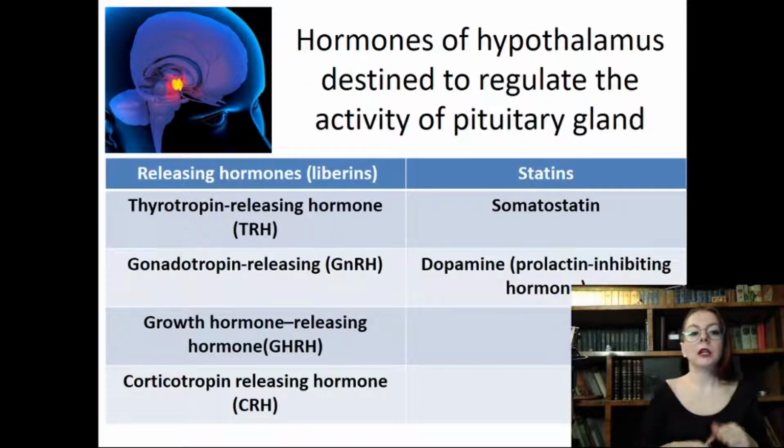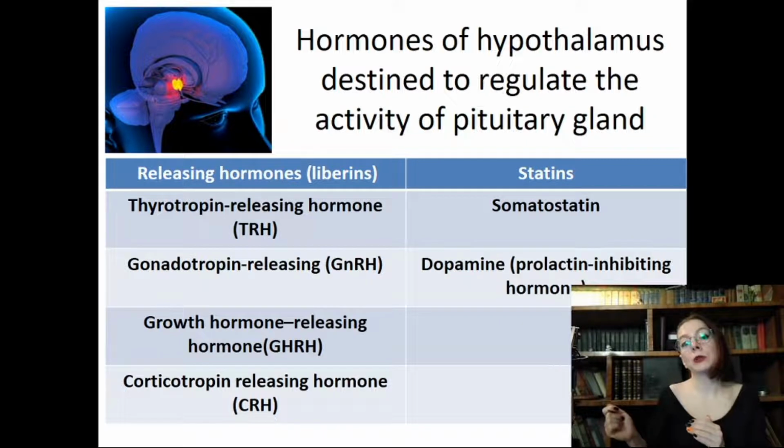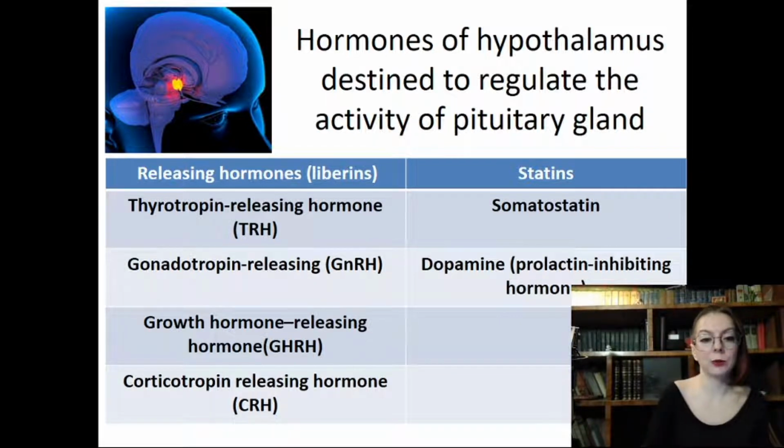Okay, then another group of hormones produced by the hypothalamus is destined to control the activity of the pituitary gland, the hypophysis. That's why the hypothalamus is considered the central endocrine organ, as its hormones control the anterior pituitary. Let's return to these hormones after we investigate the pituitary gland, because before understanding how this control is realized, we should understand what cells are controlled by these hormones.